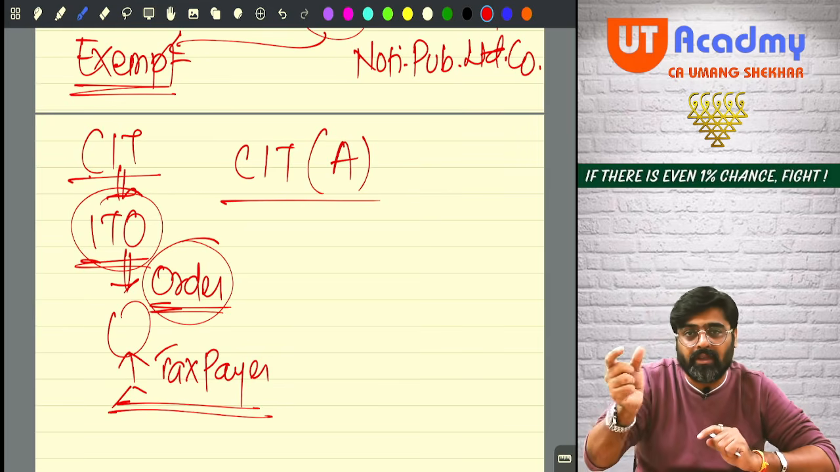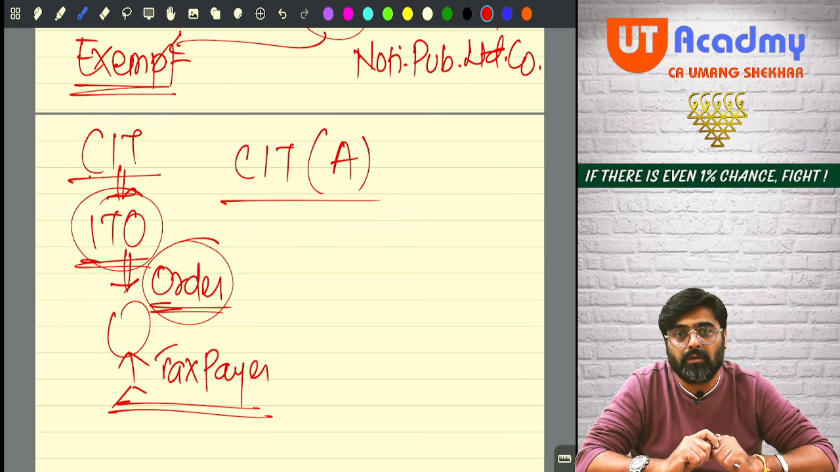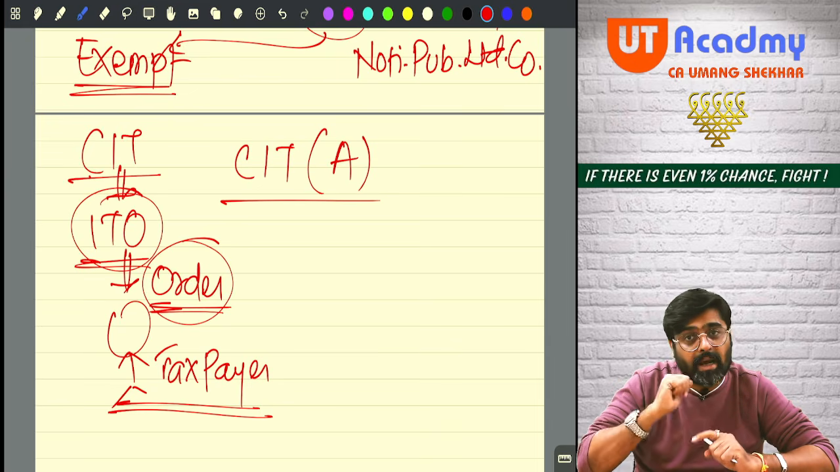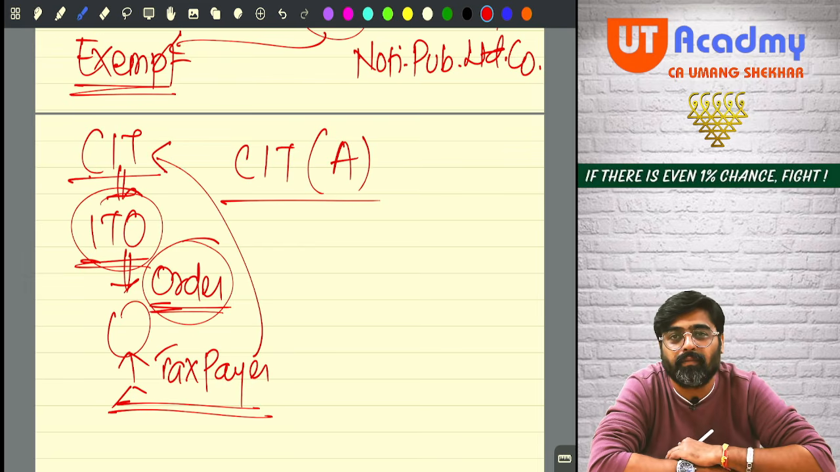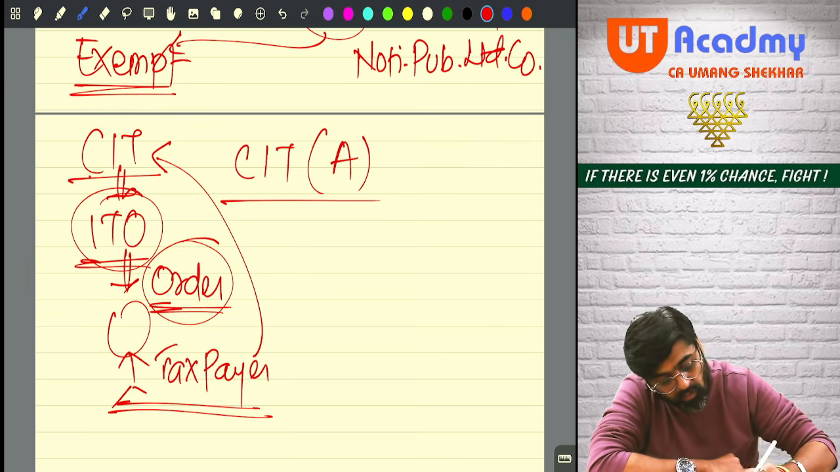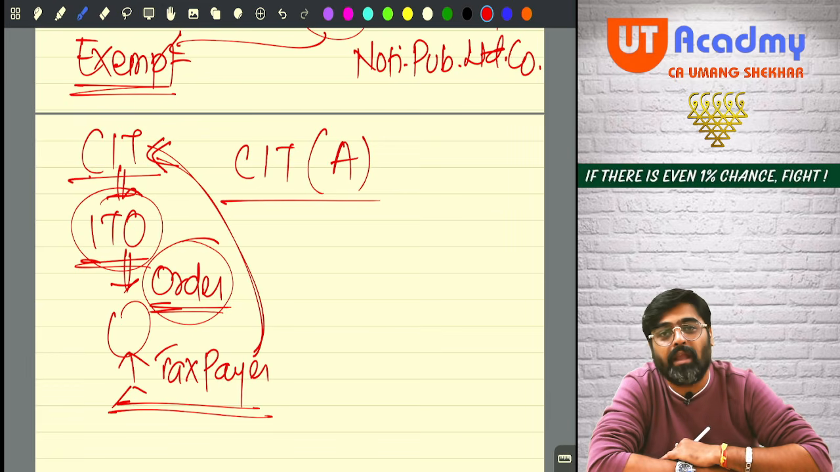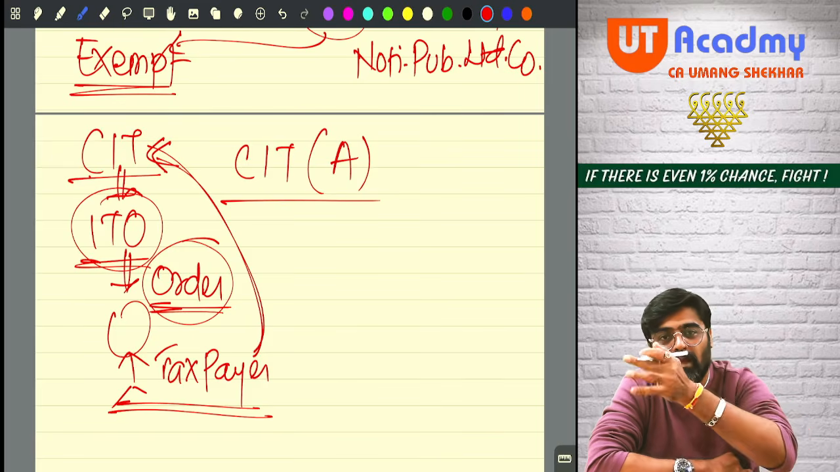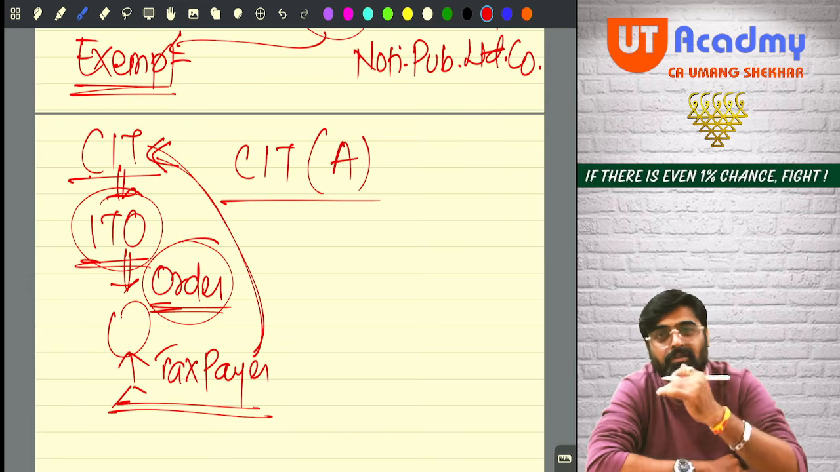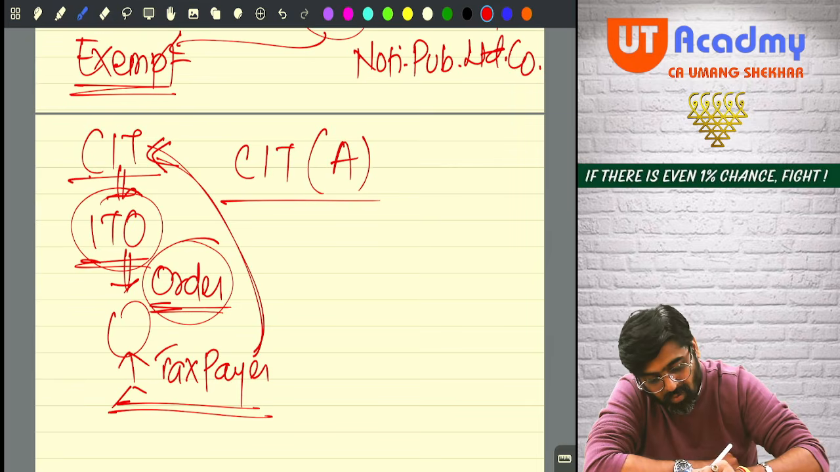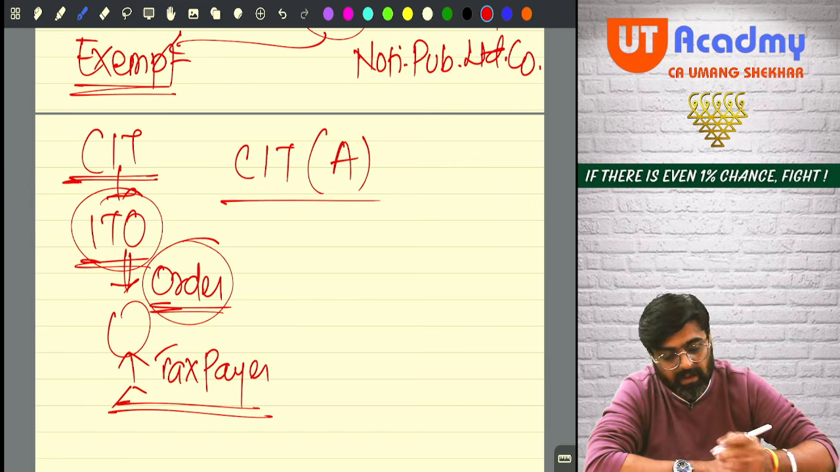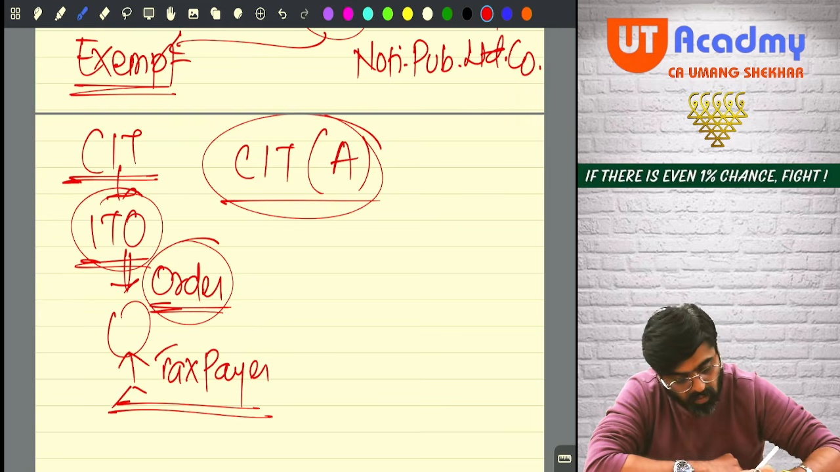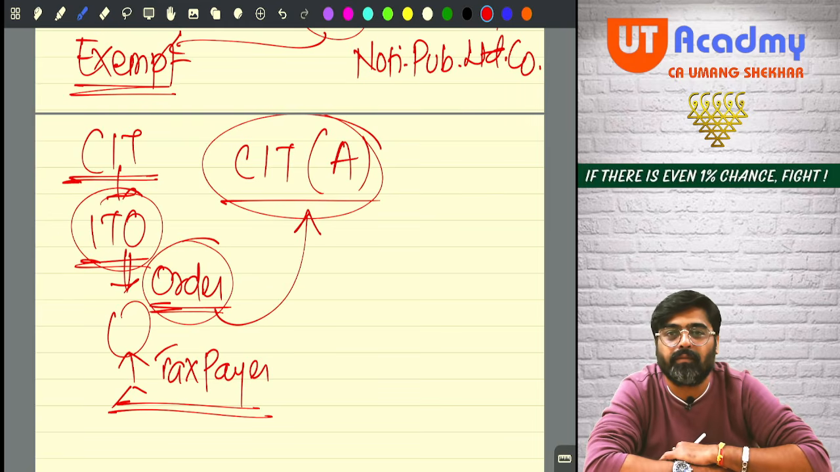Now, are you aggrieved by this order? Yes. Are you thinking that you are being harassed? Yes. So will you go to this commissioner? Look at the screen. Will you go to this commissioner to tell him, see what order your income tax officer is passing? He is not going to help you because he only has told the officer to pass this order. So you go to someone who is sitting at the same level as this commissioner, and that is the Commissioner of Income Tax Appeals. Now you challenge this order over here.